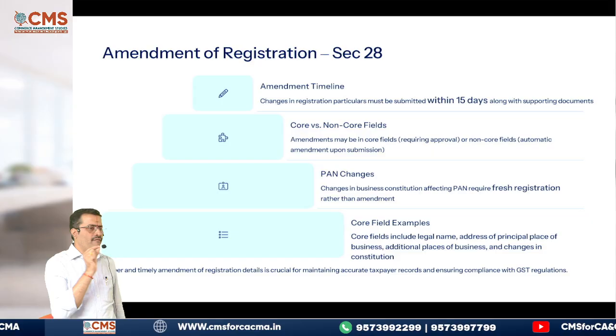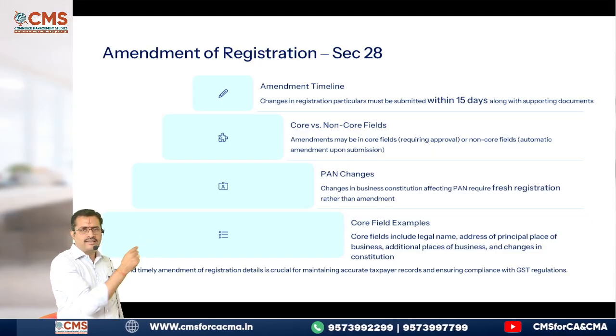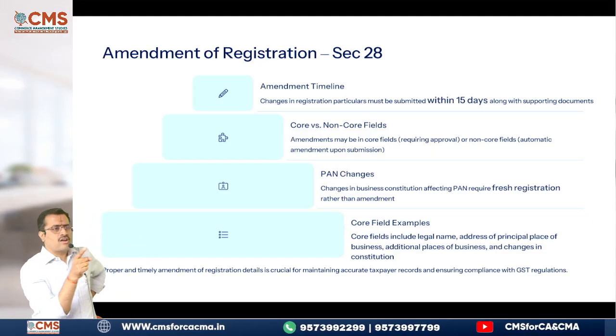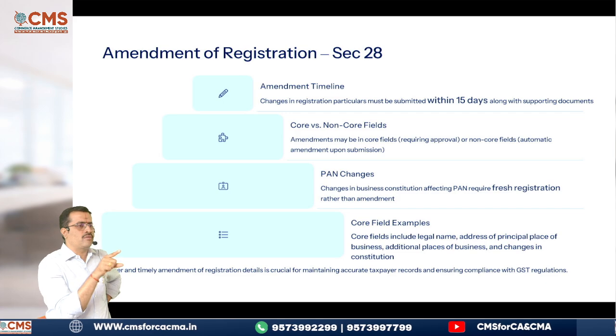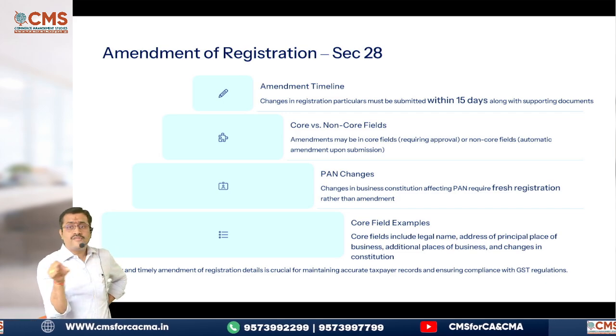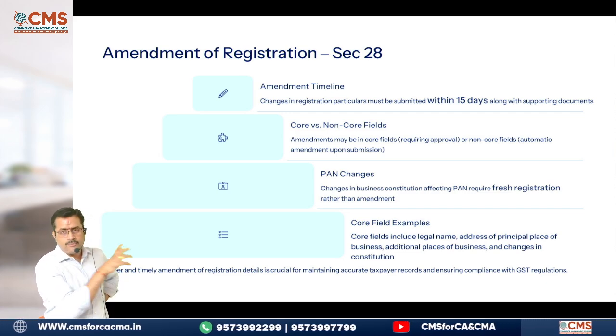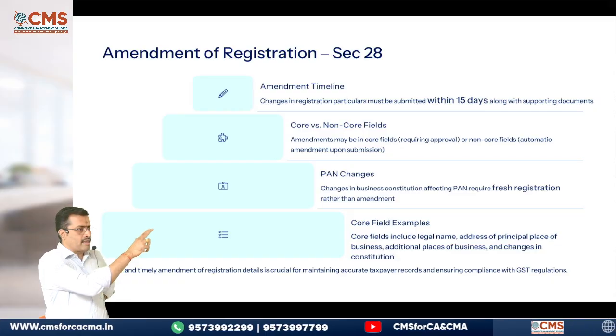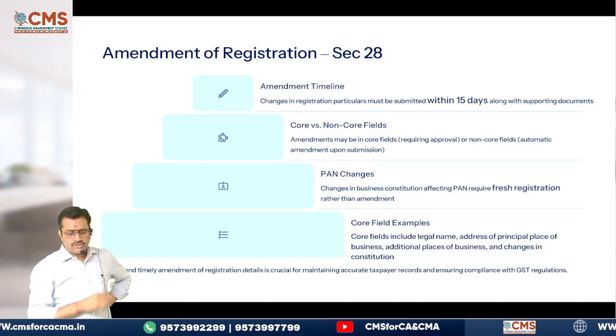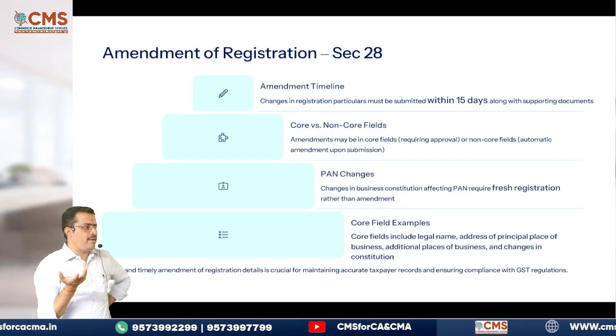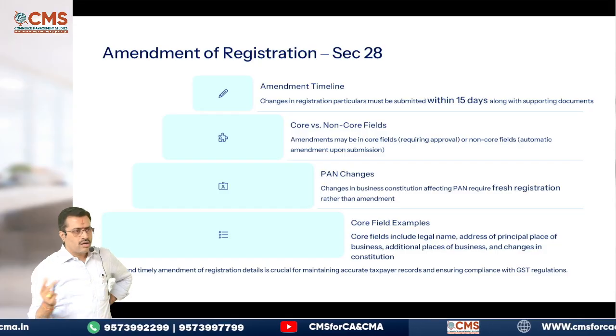Amendment timeline. I have bolded one word. Please see. Any change in your registered office, or any change you want to make, you should apply within 15 days along with the supporting document. I have already bolded that number of days. See the next one, core versus non-core fields. So amendment can happen either in core or non-core fields.